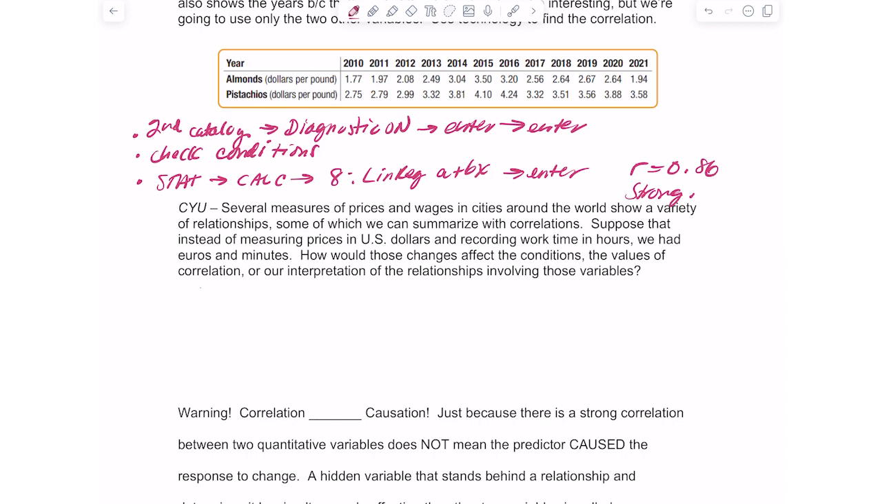So it wouldn't. Remember, correlation is based on standardized values, right? Z-scores. And the conditions, the value of the correlation, and the interpretation are all unaffected by changes in units.